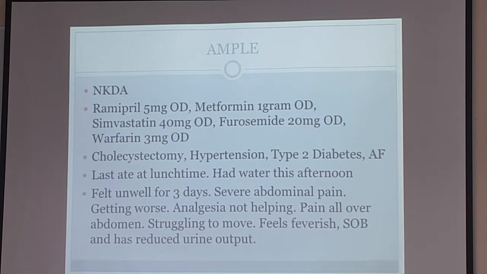Yep. Why? Because he's on an anticoagulant, but you can have a clot that can cause acute ischemia too. Brilliant, exactly. Anything else? Just the severity of the pain, like it's all over, he can't even move with it, he's struggling to move. Precisely. Reduced urine output means he's got signs of end organ damage from whatever's going on.